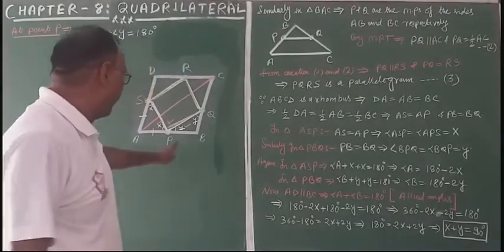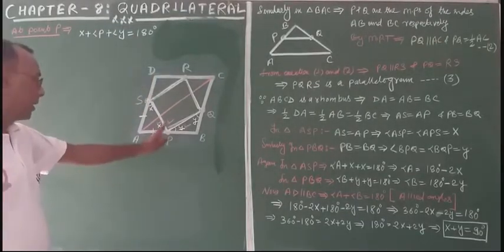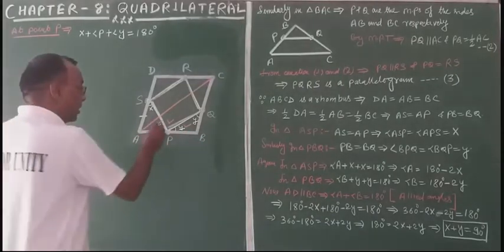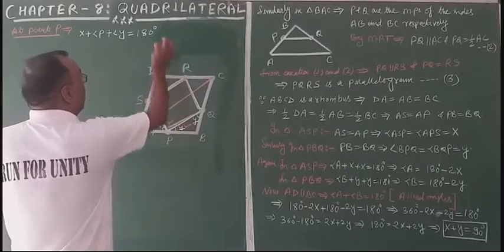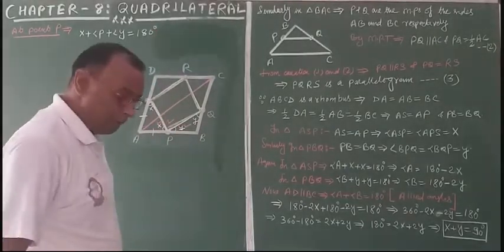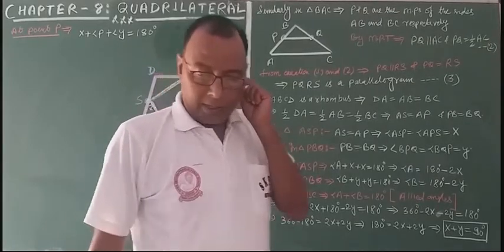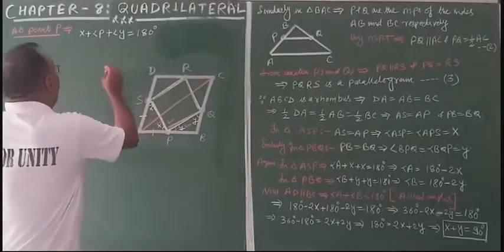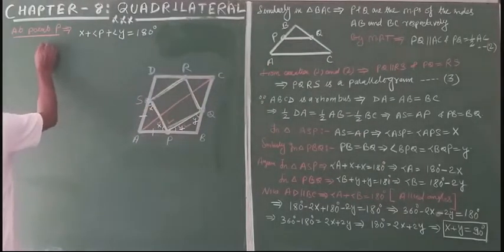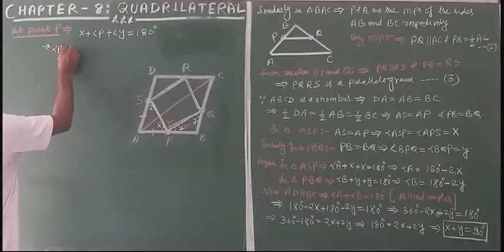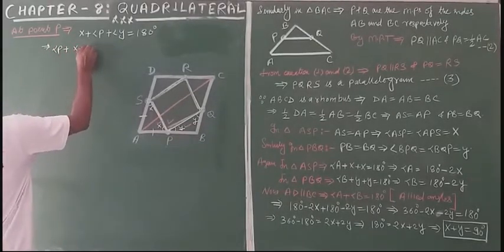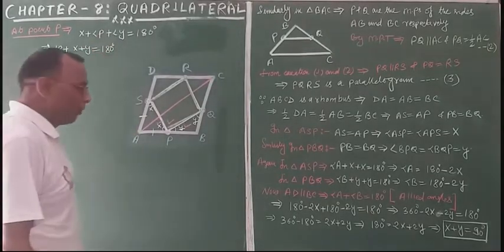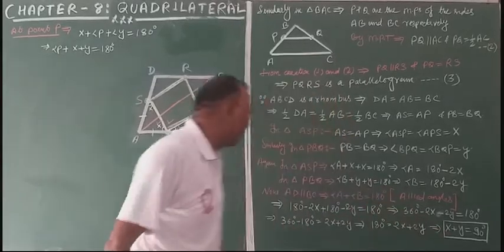Now look at point P. This angle x, this angle P plus this angle y, their sum will be 180 degree. Angle x plus angle P plus angle y is equal to 180 degree because the sum of all the adjacent angles on the same side of a straight line is 180 degree. Now we can write angle P plus x plus y is equal to 180 degree. What is the value of x plus y? That is 90 degree.